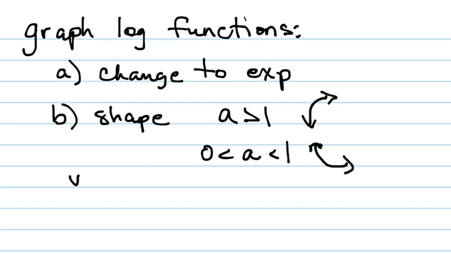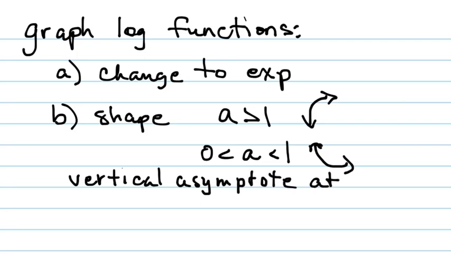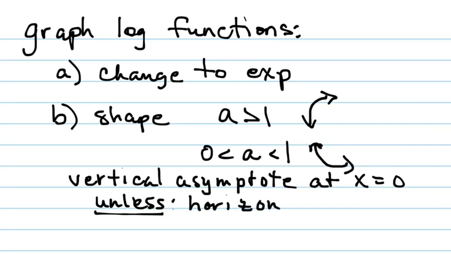And also remember that all of these have a vertical asymptote at x equals 0. They can't cross 0, right? They just get closer and closer and closer to it, unless, and this is a big unless, unless there is a horizontal shift. Because if you have a horizontal shift, then you're changing the focus, you're changing the position of the graph, and so it can move back and forth. But it still gets a vertical asymptote.